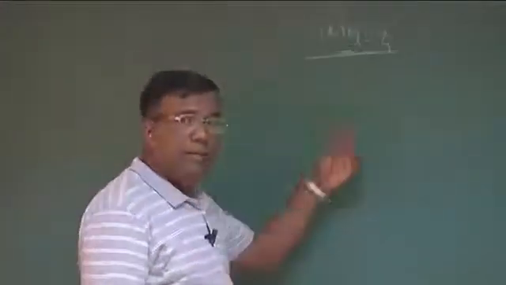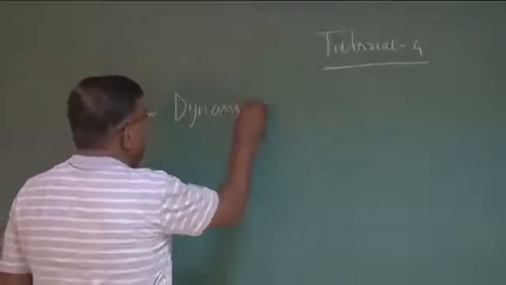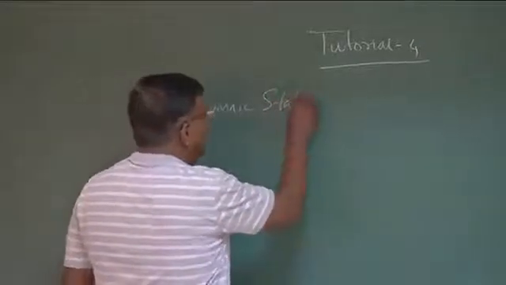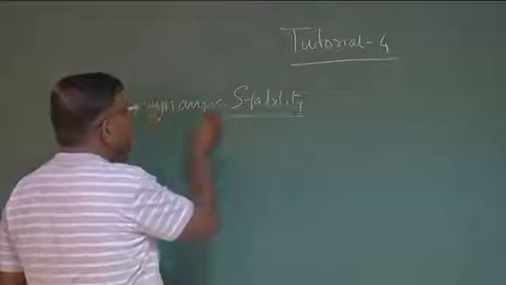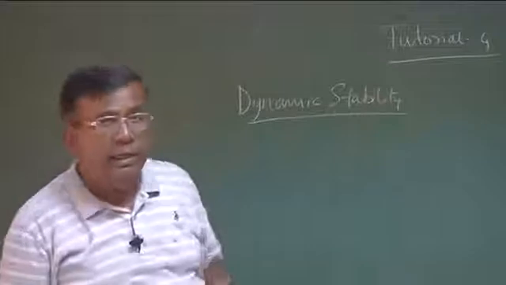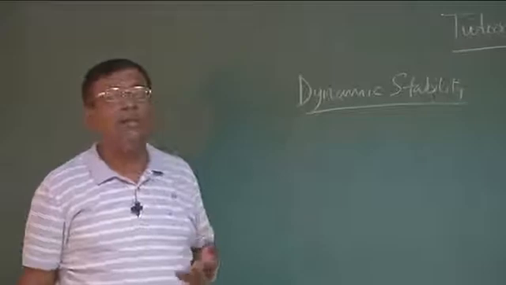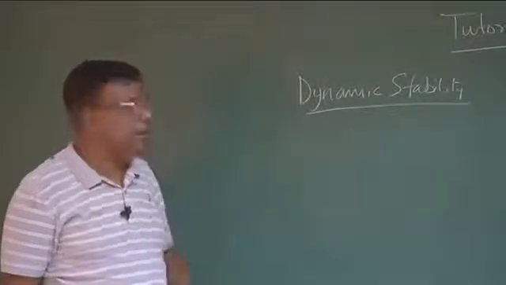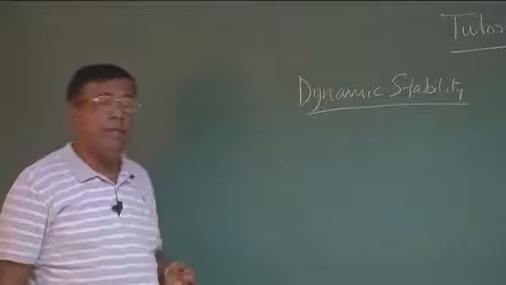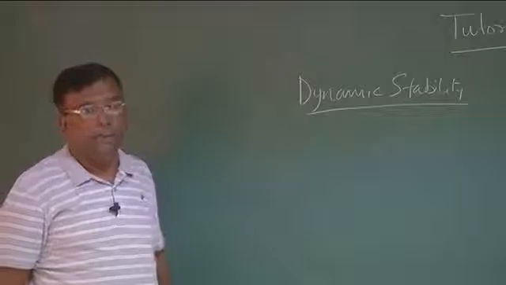Now, dear friends, let me discuss a few concepts from dynamic stability in tutorial 4. What was dynamic stability? For static stability, we realize that it is only the initial tendency that matters. If it has an initial tendency to come back to equilibrium, we say it is statically stable. But for dynamic stability, not only the initial condition, but in a finite time, it should come back to the equilibrium.